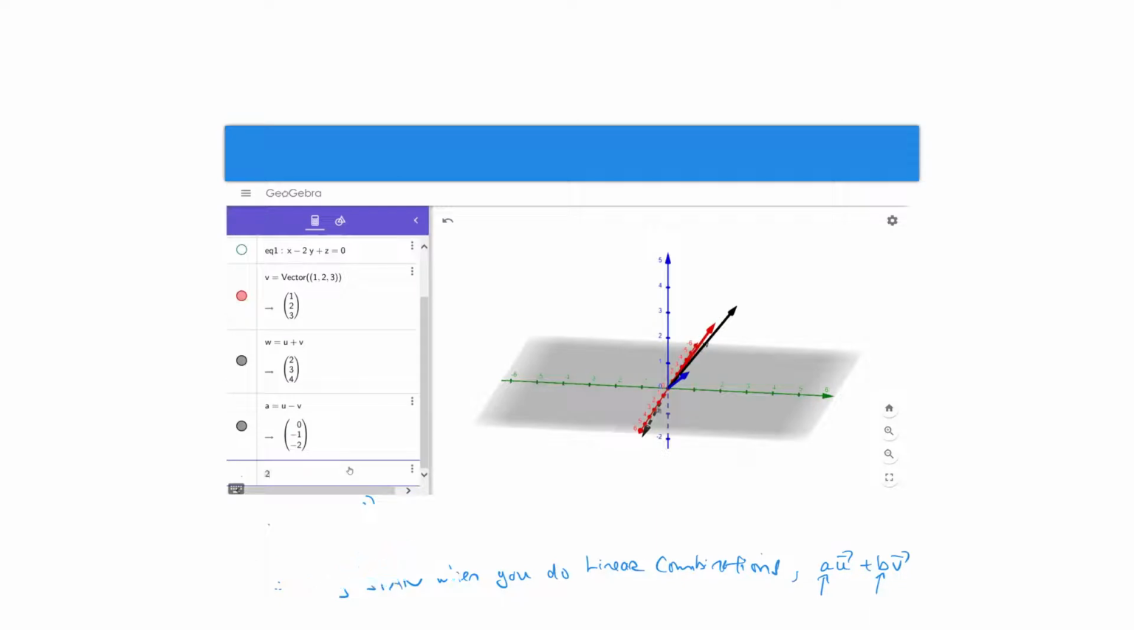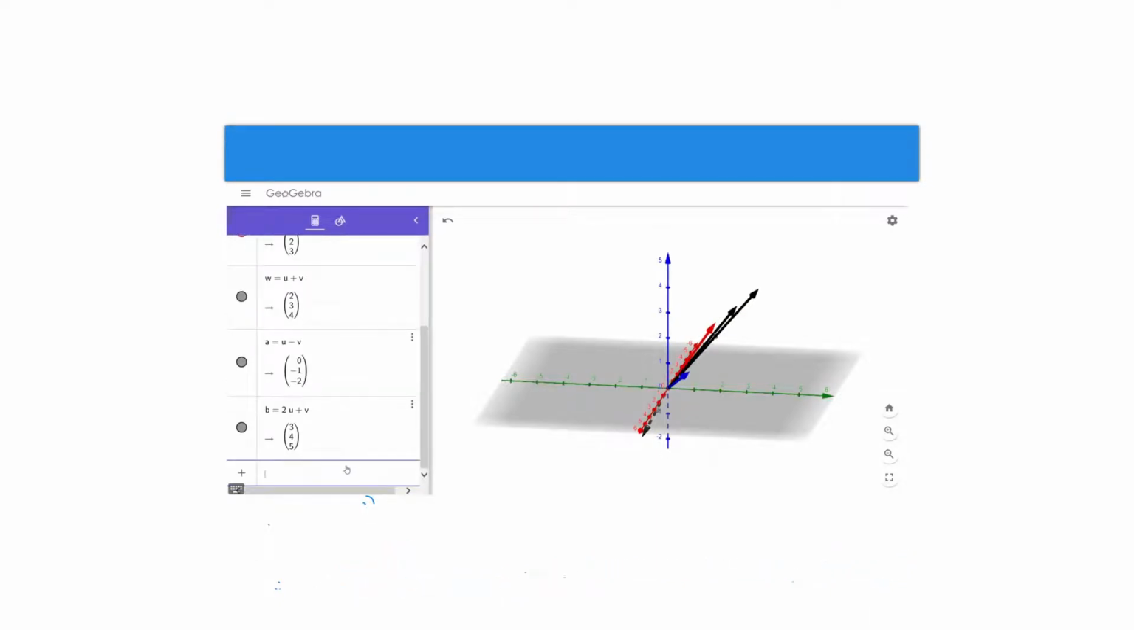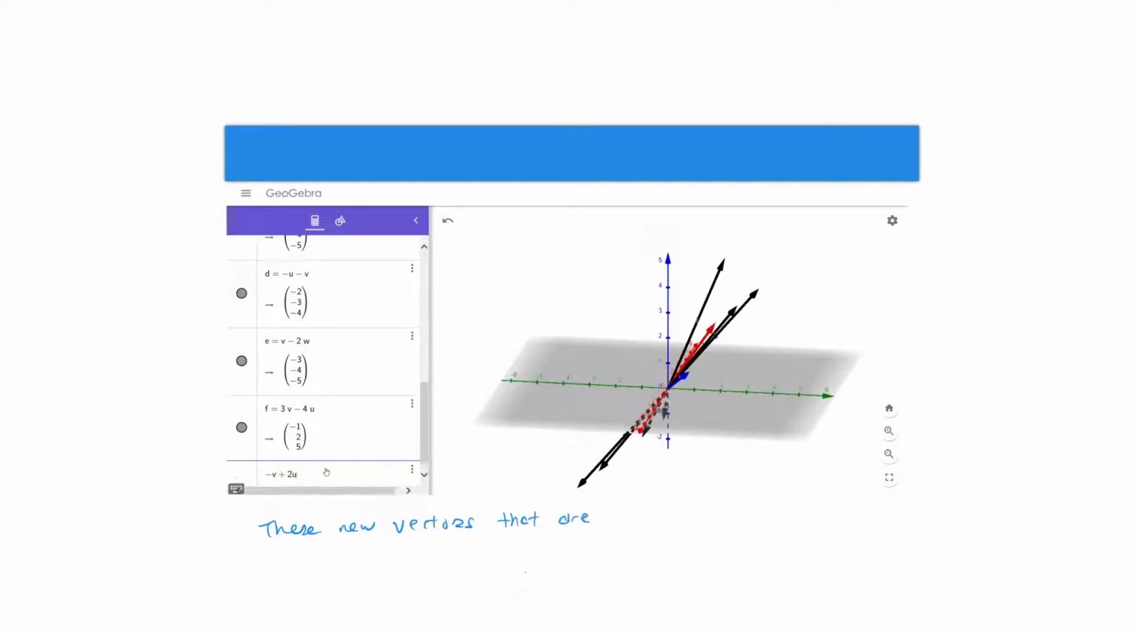Let's do double and then plus, let's just say v. Let's see what happens. So the idea is I'm going to get a bunch of vectors. Let's do negative 2u and then minus v, all sorts of combinations. Let's do double negatives. All right, let's do a v minus w, 2w. All right, let's do 3v minus 4u. Doesn't matter what it is. I'm just doing some different combinations. Now let's do one more. Let's do negative v plus 2u. We did that already. It doesn't matter.